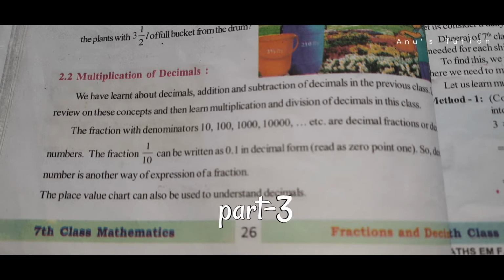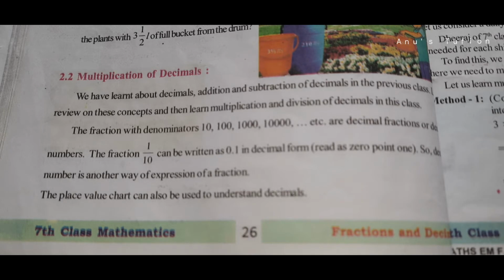In the last class for class 7, we started the second chapter called Fractions and Decimals. In exercise 2.1 we also completed. Next we are going to another topic called multiplication of decimals, and multiplication of a decimal number with a whole number. Today I am going to explain these two topics: multiplication of decimals and multiplication of a decimal number with a whole number.